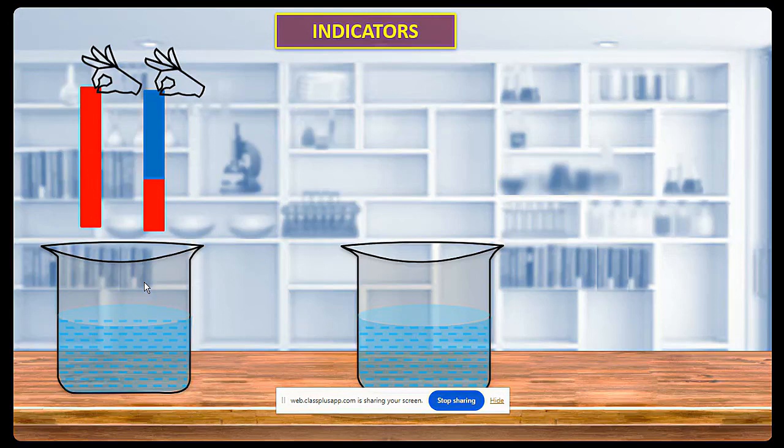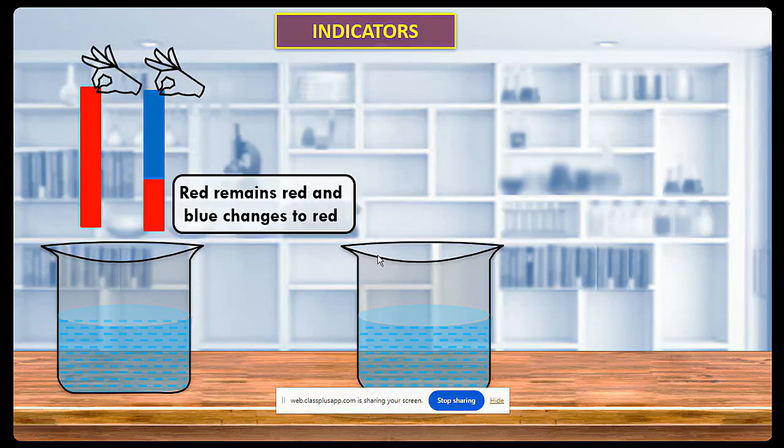So always remember BAR. Blue litmus paper changes to red. It means acid. So if you write BAR, blue litmus paper turns to red, that is acid. Is it right? Now the red remains red and blue changes to red, that is acid in solution.